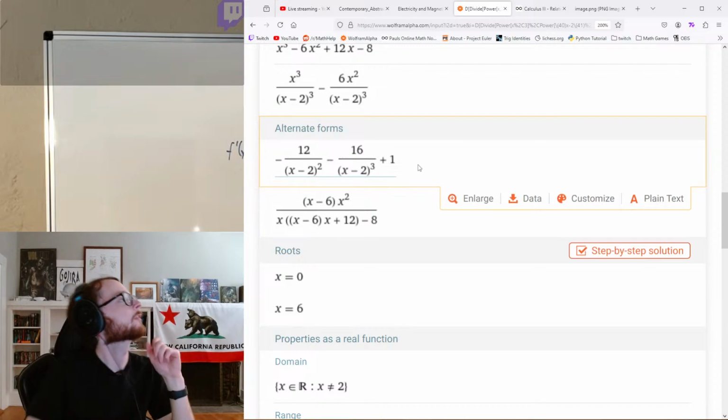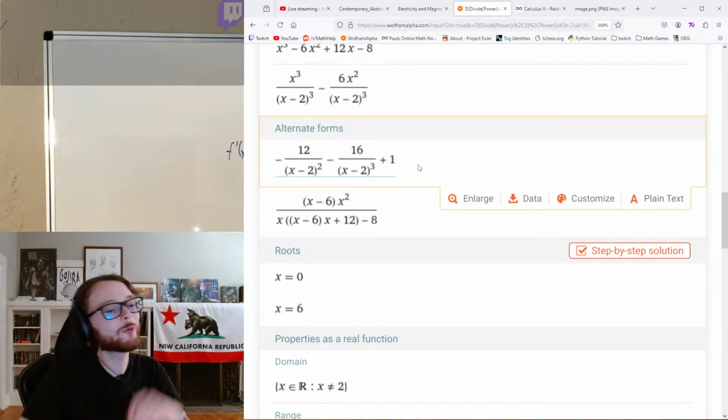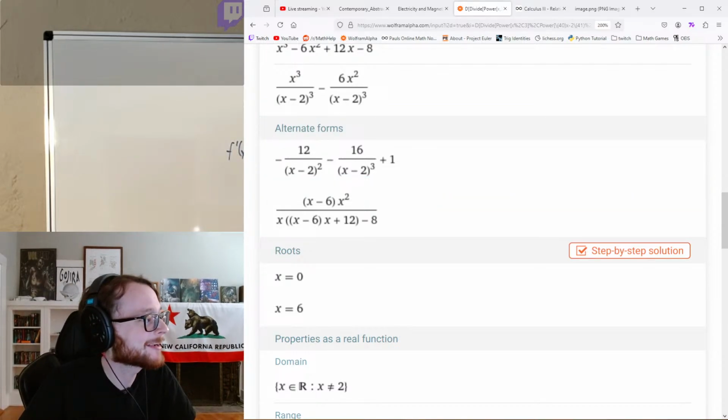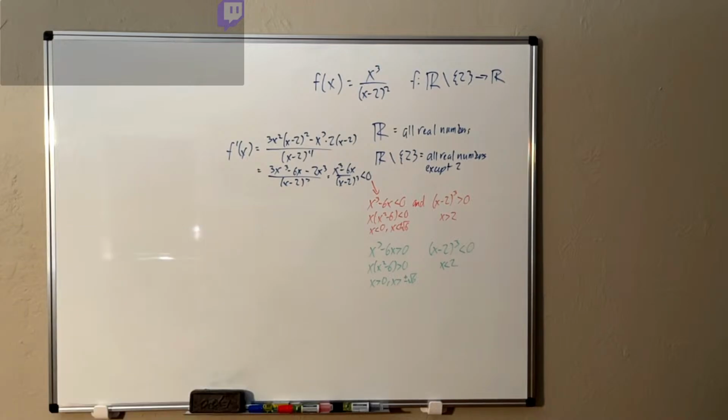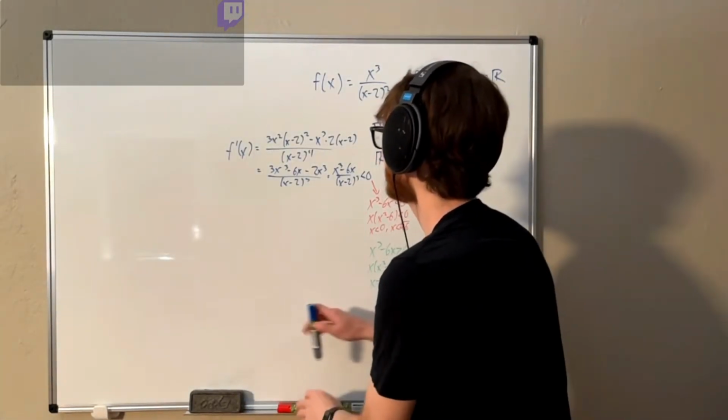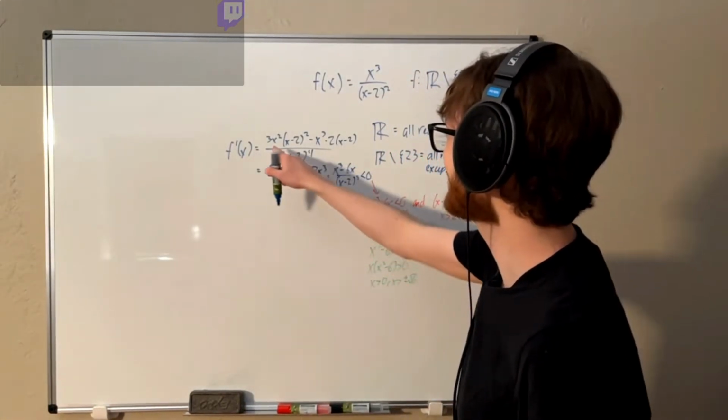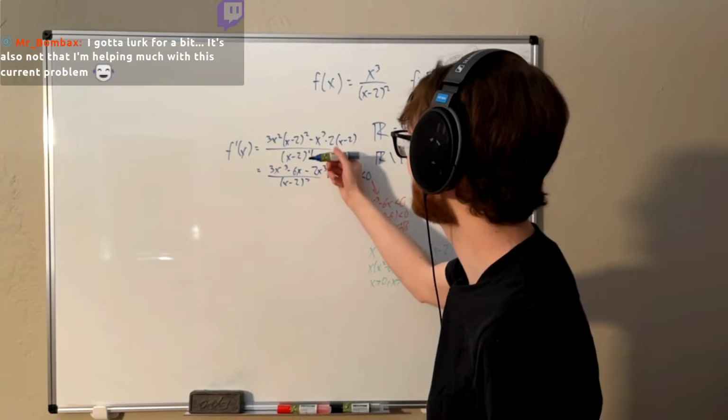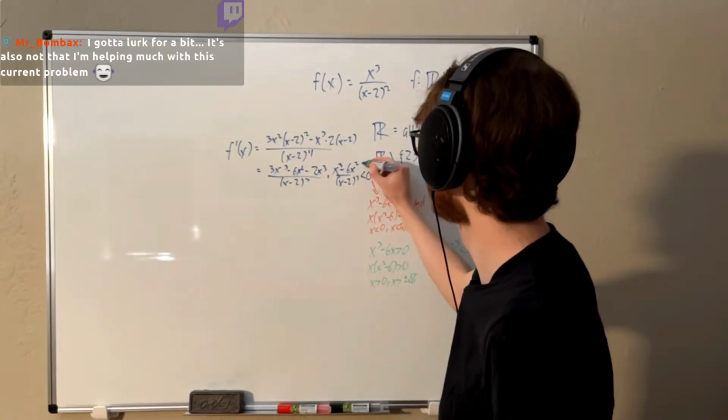x cubed minus 6x squared. Oh! Sidicon, you're so right. Thank you. Yeah, that was 3x squared times negative 2, and I completely glazed over it.